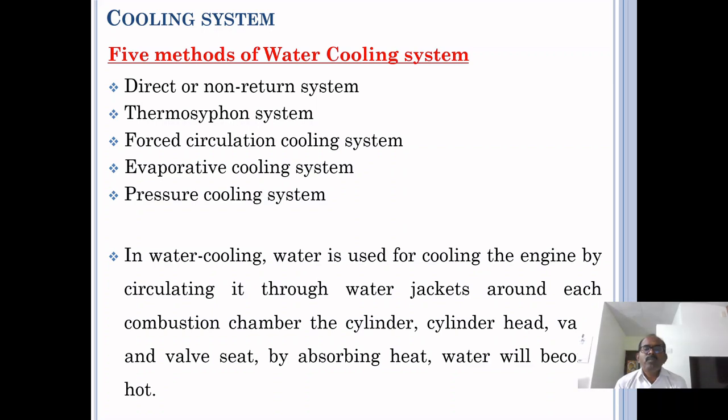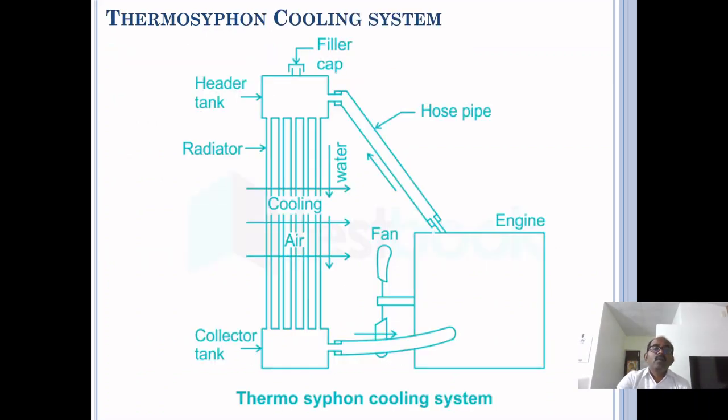In the water cooling system, water is used for cooling the engine by circulating it through the water jacket around each combustion chamber, in the cylinder head, valve and valve seat. By absorbing the heat, the water becomes hot. The thermosiphon system works due to temperature difference. Heated water moves in the upward direction. It will reach the header tank. From the header tank, the water is passed through the radiator.